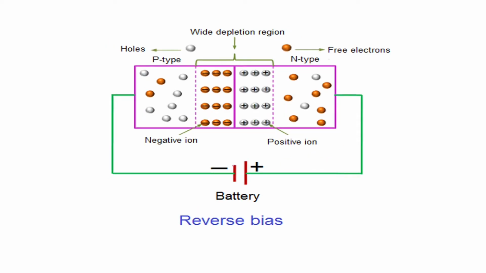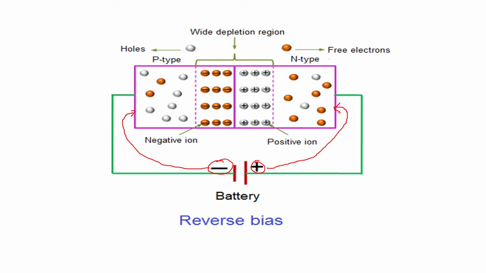And if you go to see a reverse bias connection, then the reverse bias connection will be just the opposite of forward bias. In a reverse bias, the negative terminal of the battery is connected to the p-type region of the PN junction or diode, and the positive terminal of the battery is connected to the n-type region of the PN junction or diode.